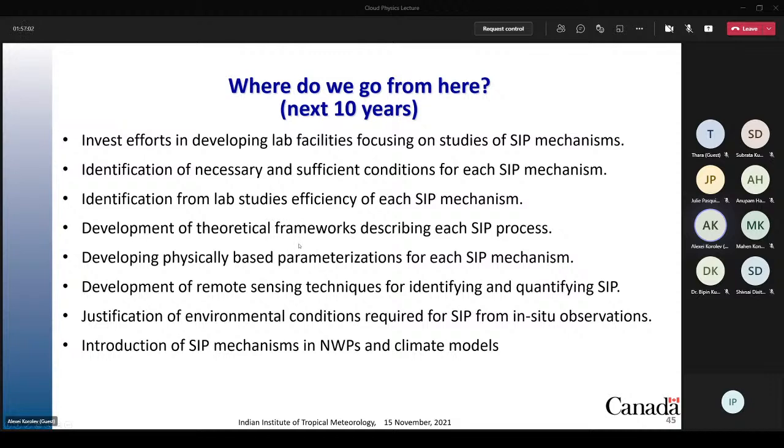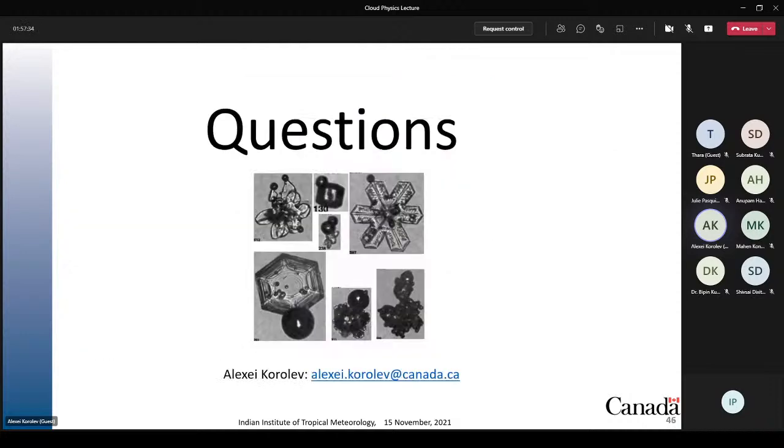After that, we have to come up with a theoretical framework and develop physically based parameterization of SIP. And after that, it should be confirmed by remote sensing techniques and in situ measurements, and after that introduced into numerical weather prediction. So jumping from here to here may be a little bit dangerous. We have to be careful and cautious when we try to explore this process. So that's my last slide, and I think I overused my time, and I'm ready to address your questions.